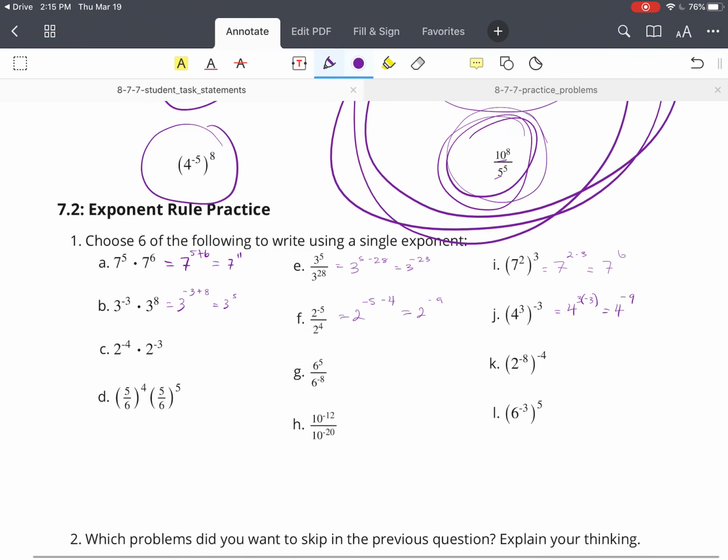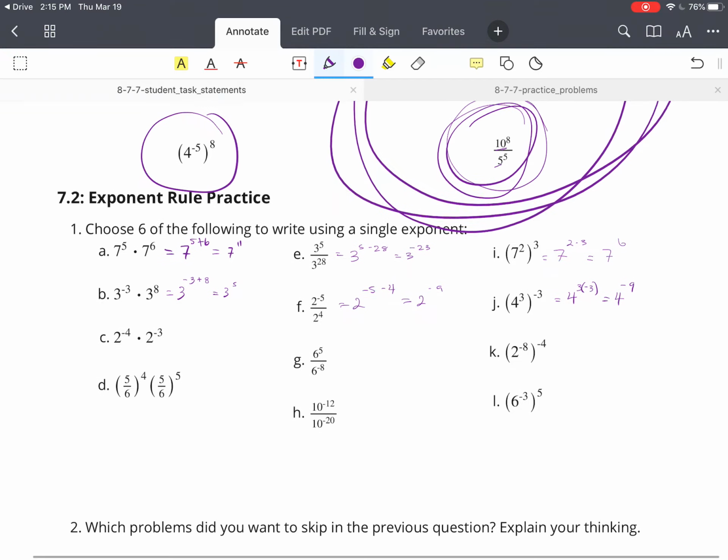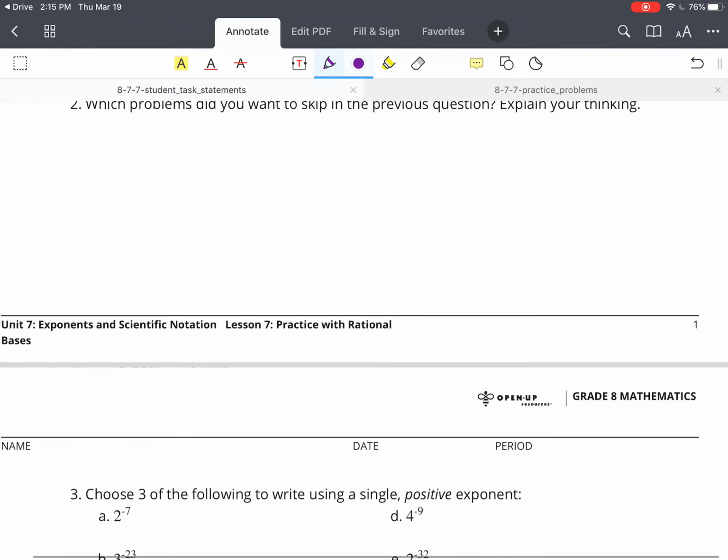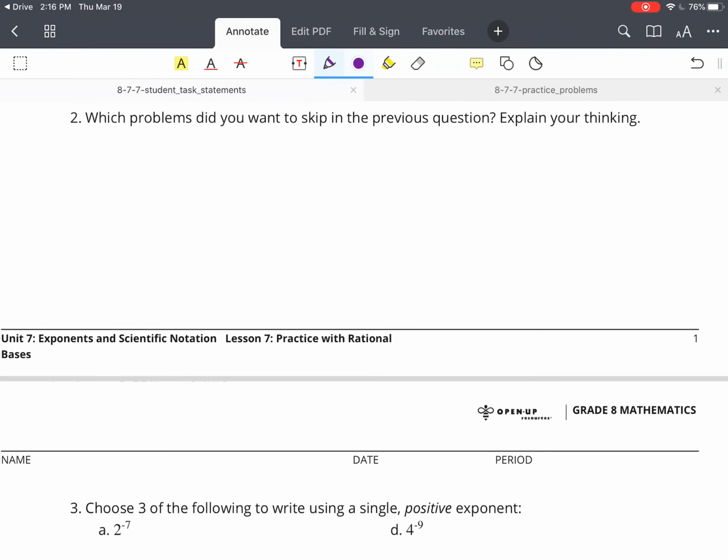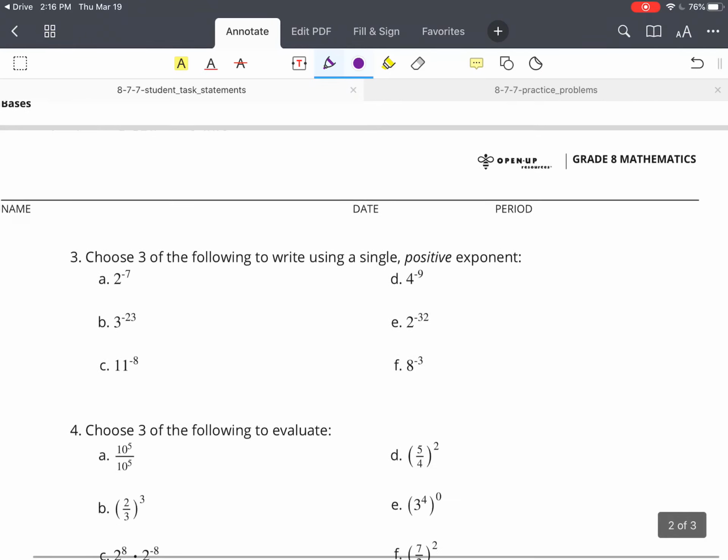Okay? Now they're asking us which problems did we want to skip in the previous problem. None, because we're gods. Beast mode, right? No? Okay. In French, the word rien means none.